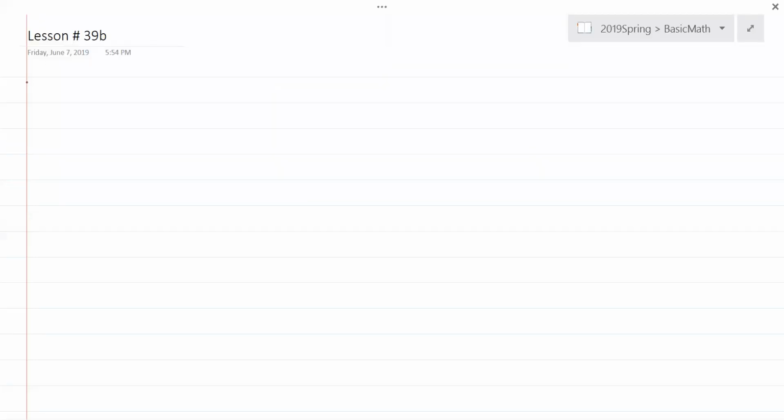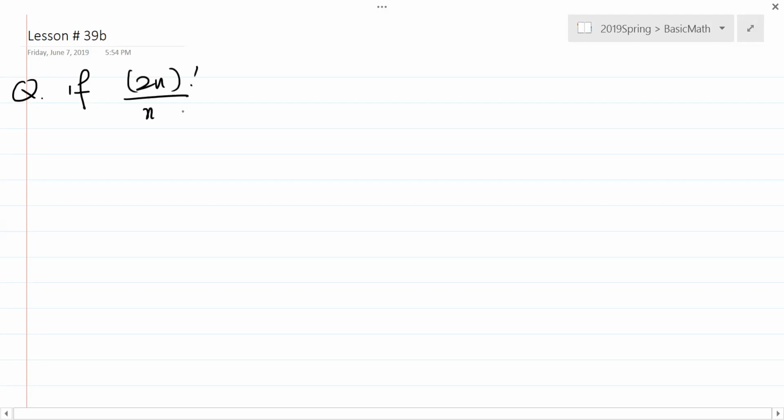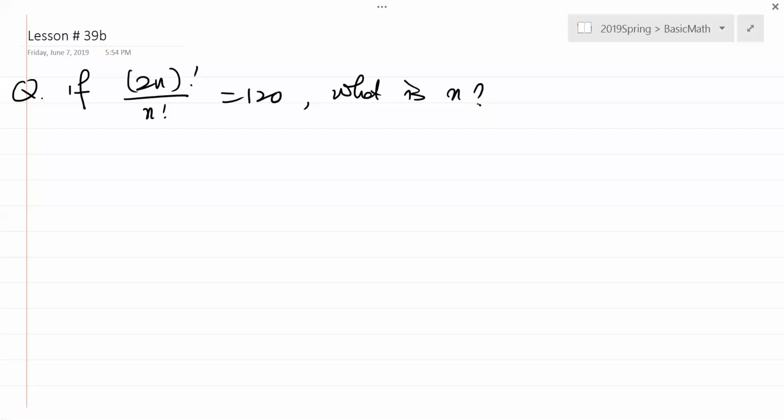The first problem I want to discuss is problem number 30. The question is, if (2n)! over n! equals 120, what is the value of n? You cannot solve the equation directly. This looks like an equation, but we do not solve it directly. It's harder to do that.